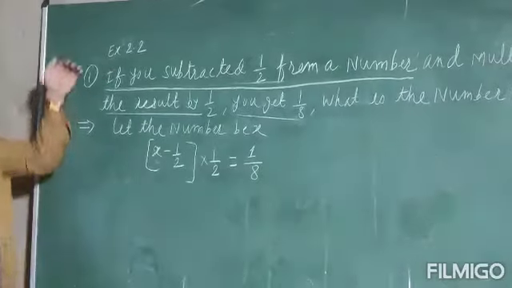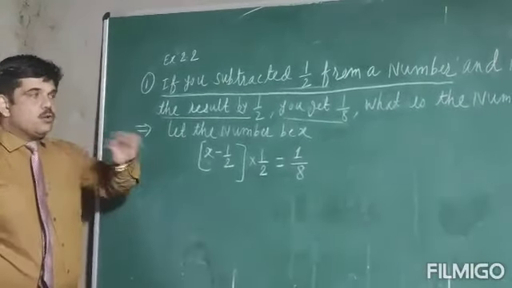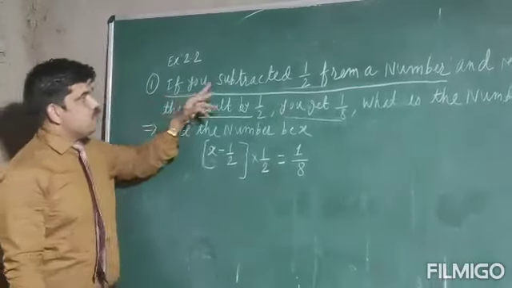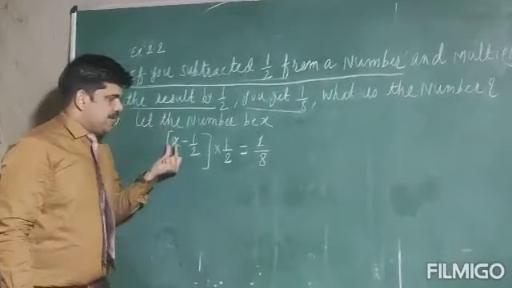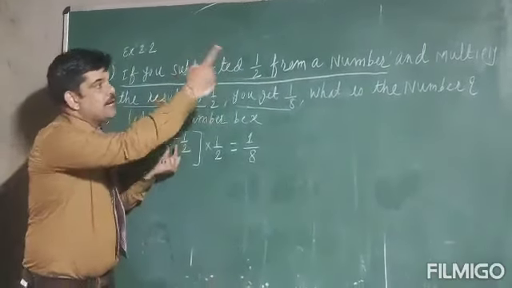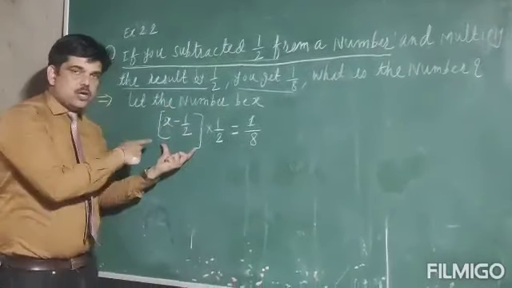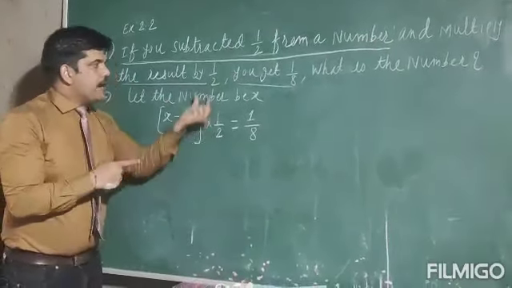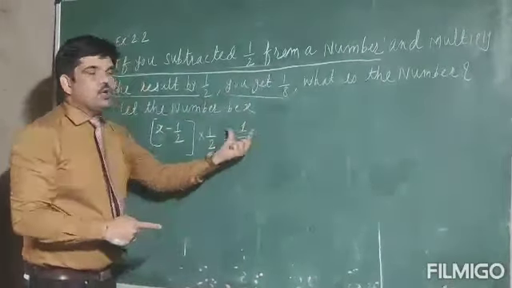So from statement to equation, this part is very important. One more time I will explain this. If you subtract 1 by 2 from a number, that number we consider x. So 1 by 2 is subtracted from that. Then next is multiply the result by 1 by 2. So this is the result which we wrote in the bracket, into 1 by 2, till here, then you will get 1 by 8. So it is equal to 1 by 8.